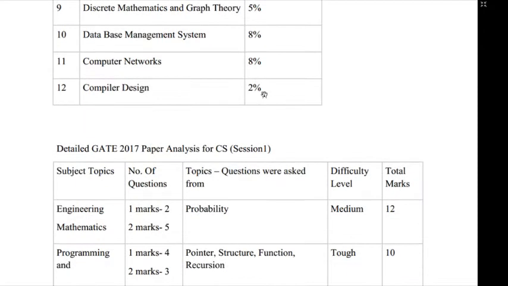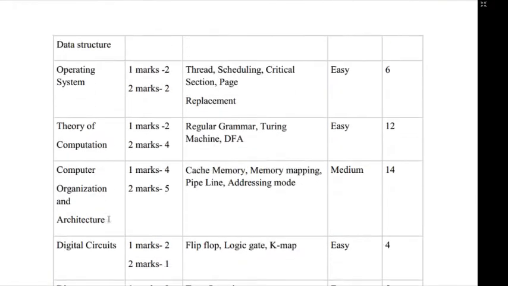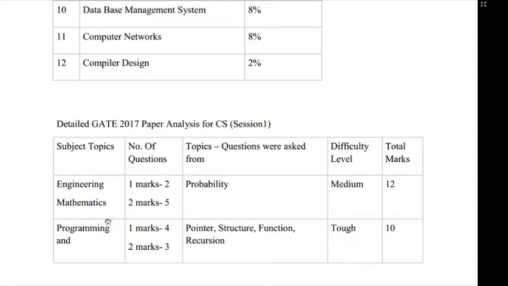The 12% of engineering mathematics covers 2 one-mark questions and 5 two-mark questions, which were asked in the probability topic. So the level of difficulty was medium. The total was 12 marks asked in engineering mathematics last year. In programming and data structures, 4 one-mark questions and 3 two-mark questions have been asked. Especially in pointers, structures, functions and recursion, we had questions which were very tough relative to other topics. Around 10 marks have been asked for this one.